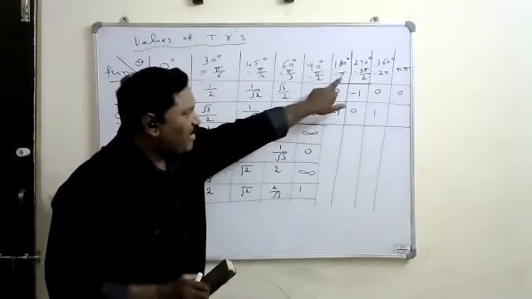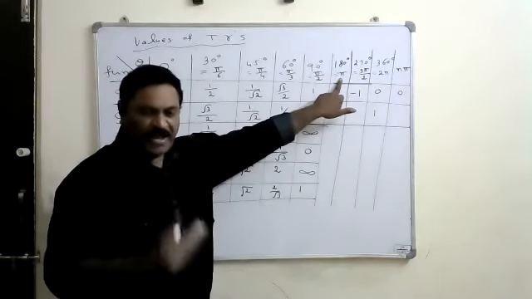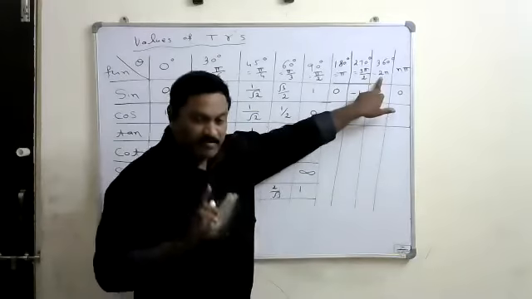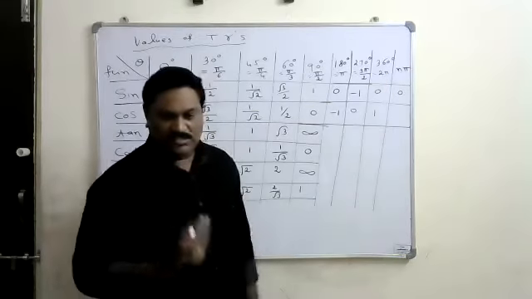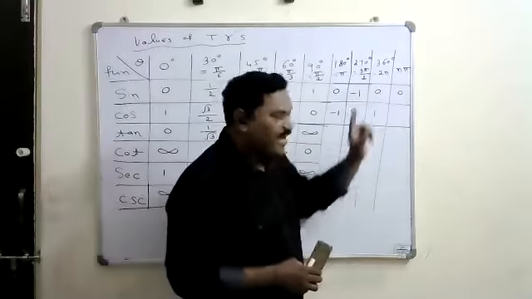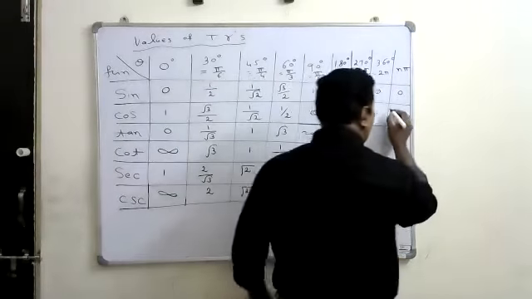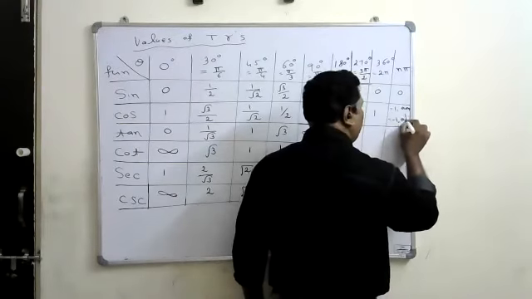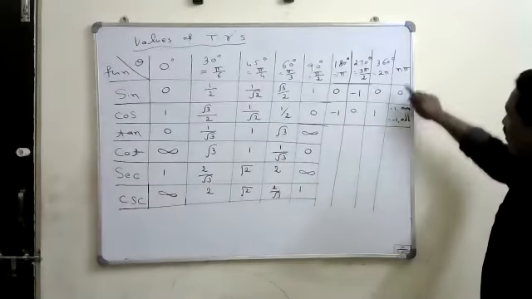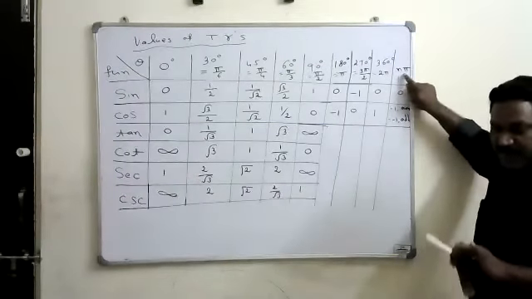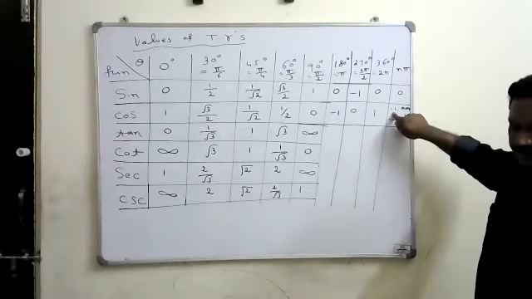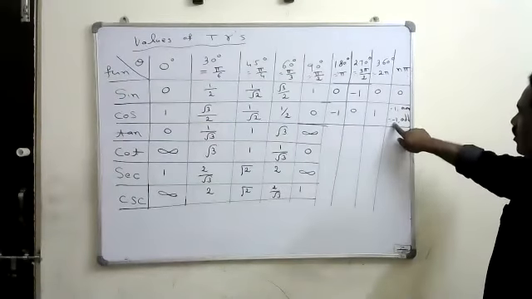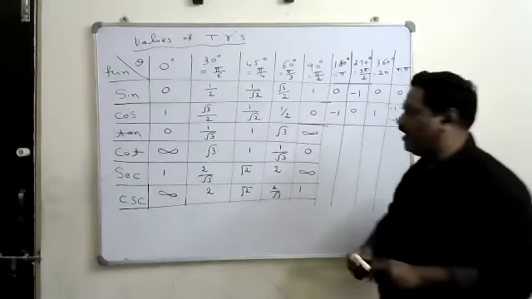Means when the pi multiple is an odd number, cos will give minus 1. When the pi multiple is an even number, cos is going to give plus 1. This is the point you have to remember. That's why cos n pi will give plus 1 if n is even, and it gives minus 1 when n is an odd number. When the angle is an even multiple of pi, cos is going to give plus 1. When the angle is an odd multiple of pi, cos is going to give minus 1. So this is the point you have to remember.